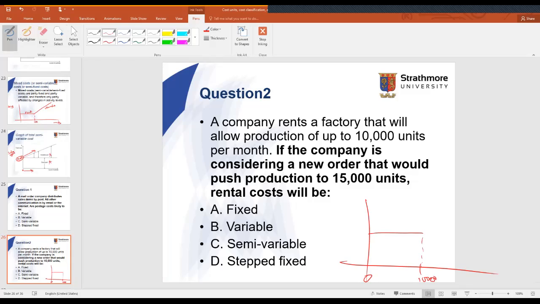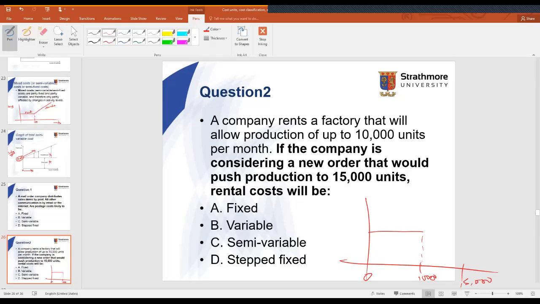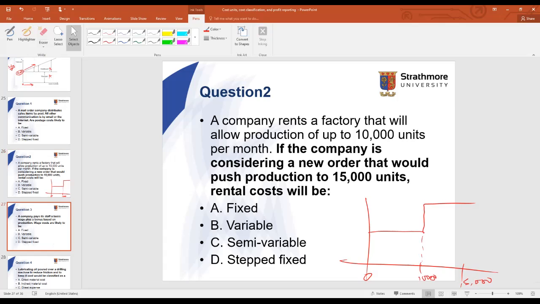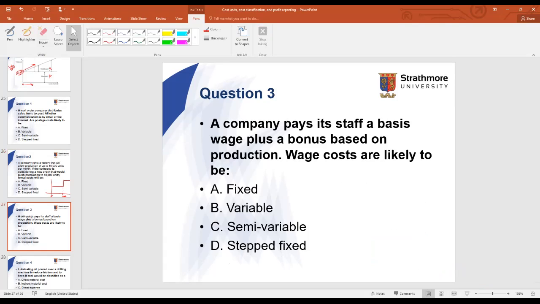But in case you want to produce 15,000 units, then you must hire another factory somewhere. Therefore, the rent will increase because you have another factory that you need to lease. Therefore, it's a stepped fixed cost. It's stepwise. Ian, I hope it's clear. Don't forget the rent is fixed between 0 and 10,000. Beyond that, you must look for another factory somewhere to produce the extra 5,000 units. Clear? Clear. Okay, great. Question 3.